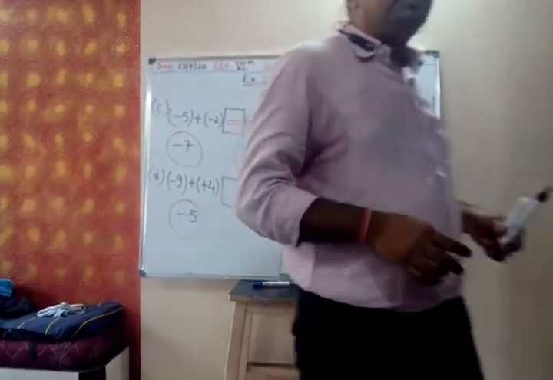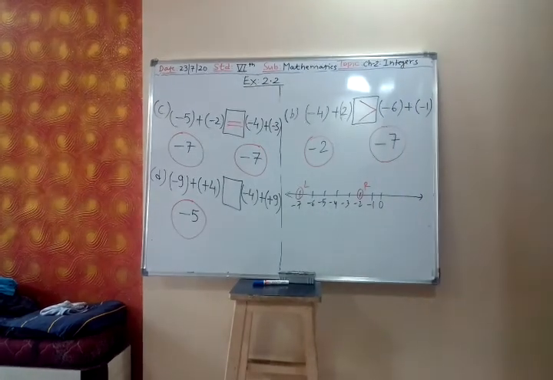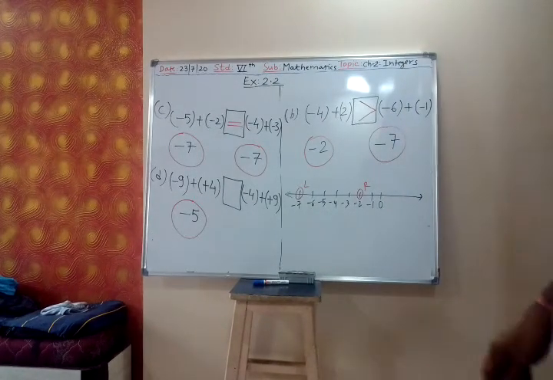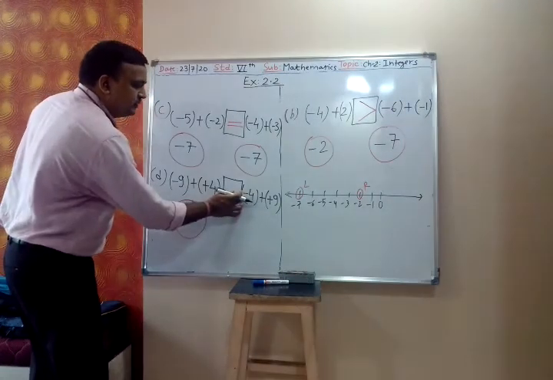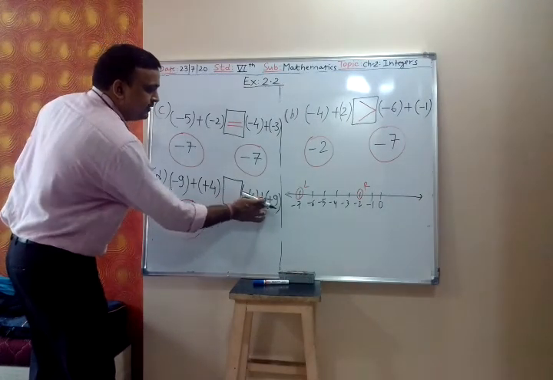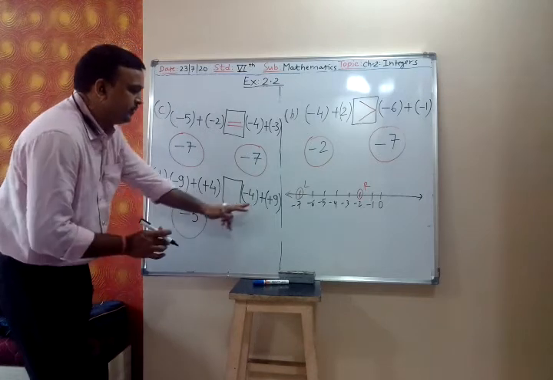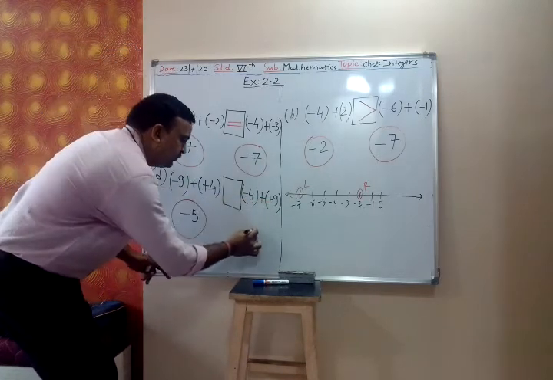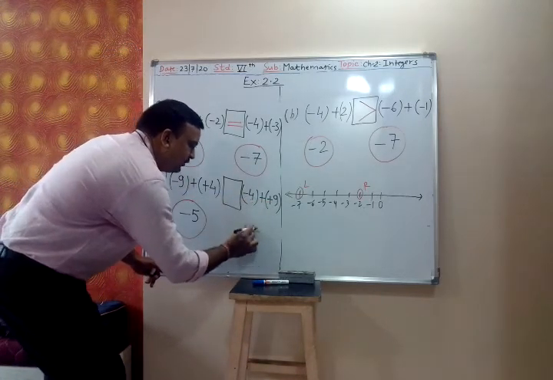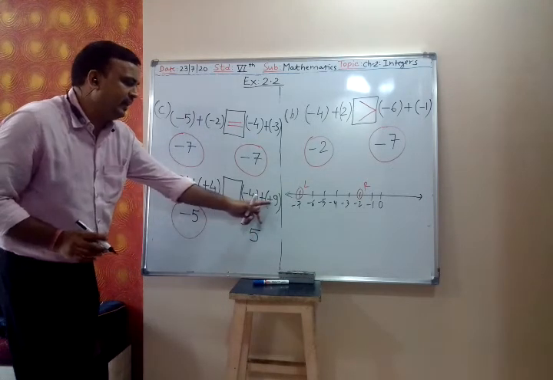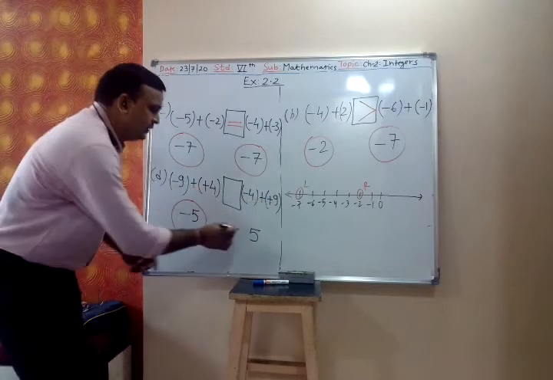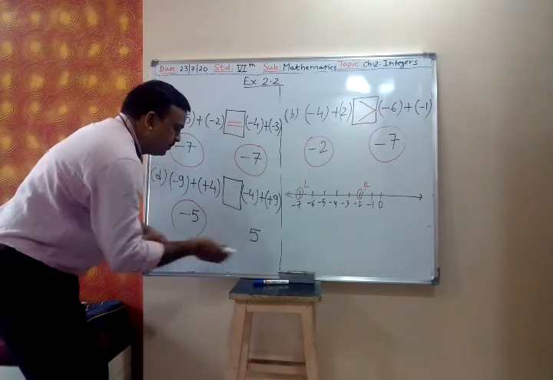Then minus 4 plus 9. Simplify. Yes, it is clear. Minus 4. What is the sign of 4? Minus. What is the sign of 9? Plus. Minus and plus, opposite sign. So you have to subtract, 9 minus 4, 5. 9 minus 4 is 5. Now which number is bigger? 9. What is its sign? Plus. So this is plus 5.